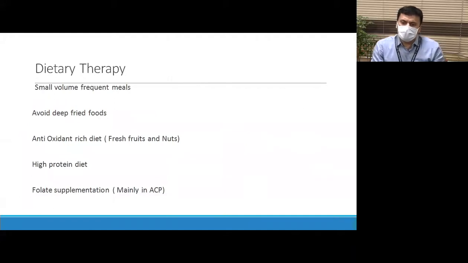So, dietary therapy. This is debatable, but some evidence says that the patient should be advised to take small volume frequent meals and avoid oily or fatty meals. We should encourage them to take a high protein diet, antioxidant rich diet like fruits and nuts, and especially folate supplementation in patients with alcohol related chronic pancreatitis.